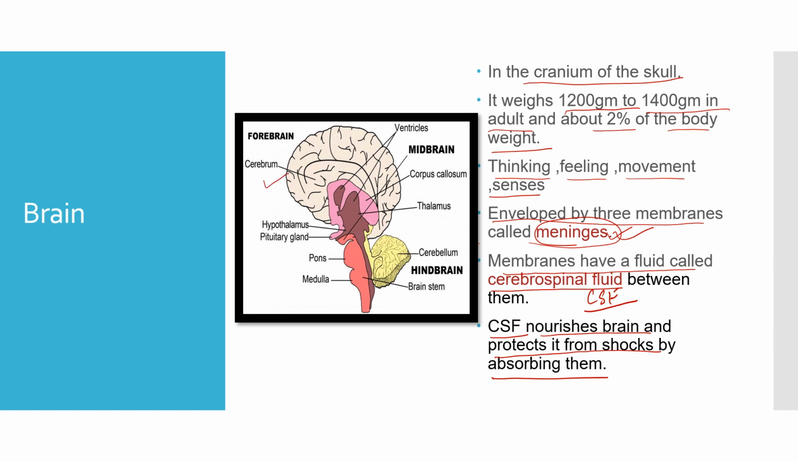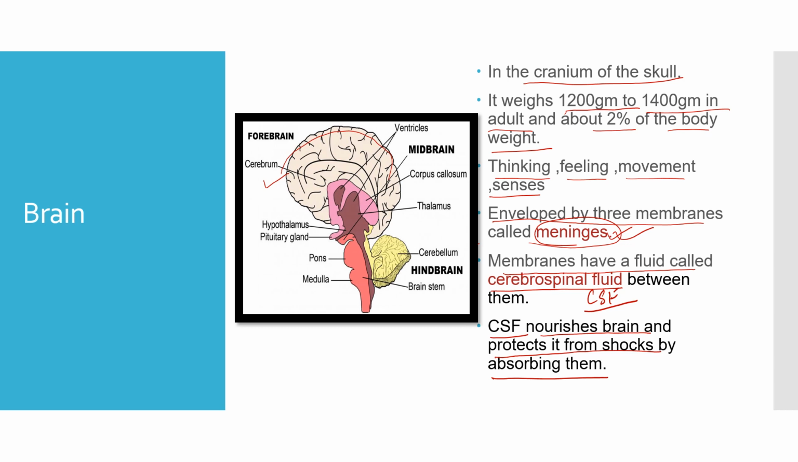This is the cerebrum. So we can say that this part is the major part of the brain. We will be reading in detail these three parts of the brain from the next slide. So the cerebrum is the uppermost part of the brain.